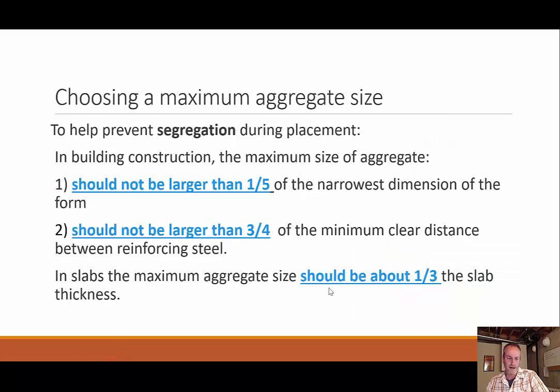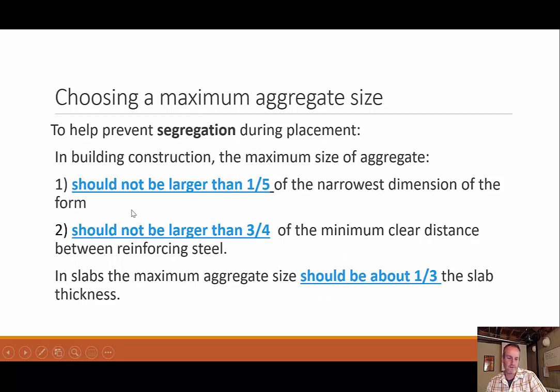When we talk about our aggregate size, we want to keep segregation of aggregate from happening. We mentioned this in the last presentation where we want this even gradation. We want small, medium, and large aggregate. We don't want just large or just small. And the issue is that you can have this separation or segregation of your aggregate, and some of this can be based on the maximum size of your aggregate.